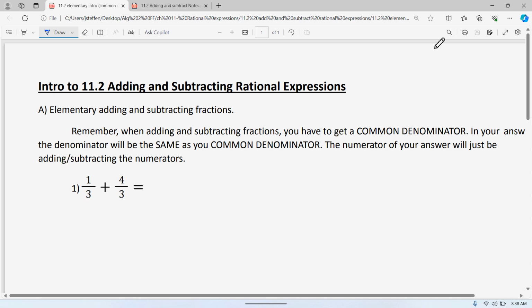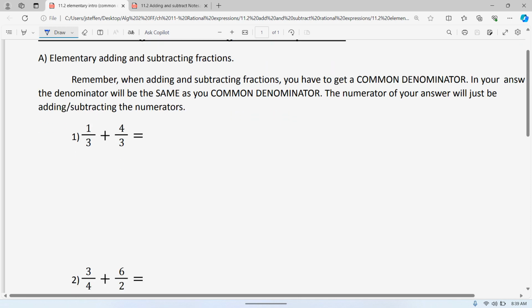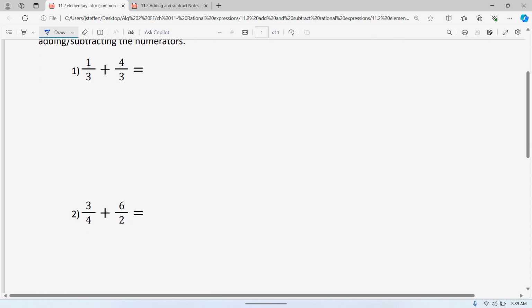I did not put this in your notes because I didn't want to make your notes more than one sheet of paper. But just to reflect really quickly, this is what we did back in elementary school. When you multiply and divide, you multiply straight across. If you divide, you multiply by the reciprocal, and then you multiply straight across. With adding and subtracting, you can't add or subtract until the denominators are the same.